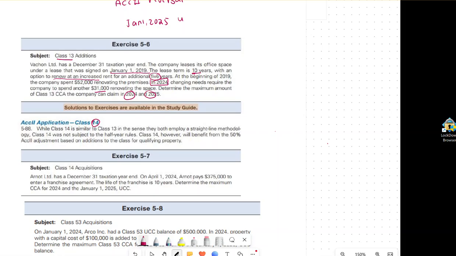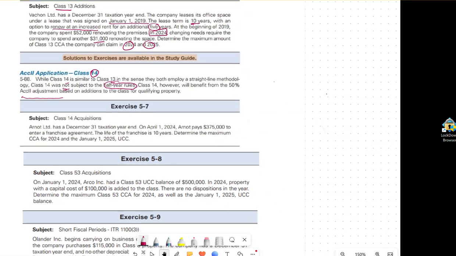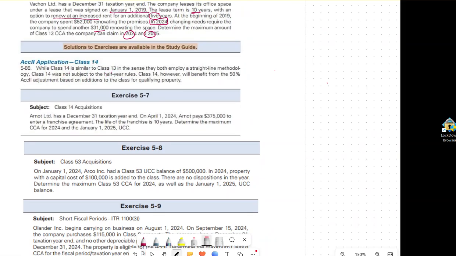Classes 13 and 14 are similar in the sense of the straight line method. The only difference is that class 14 is not subject to the half-year rule. However, it will have the benefit of 50% of the accelerated adjustment based on the addition to the class for the qualifying property. So we want to know what we could do with the question that is given to us.